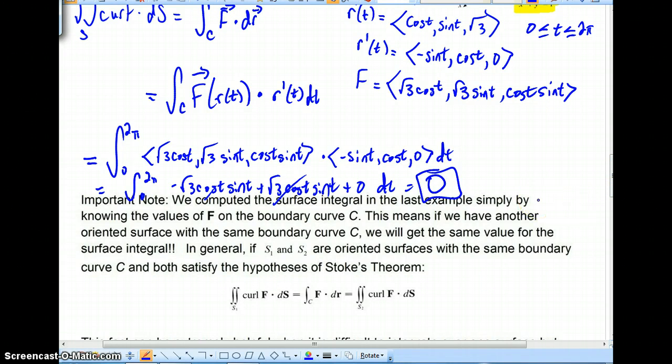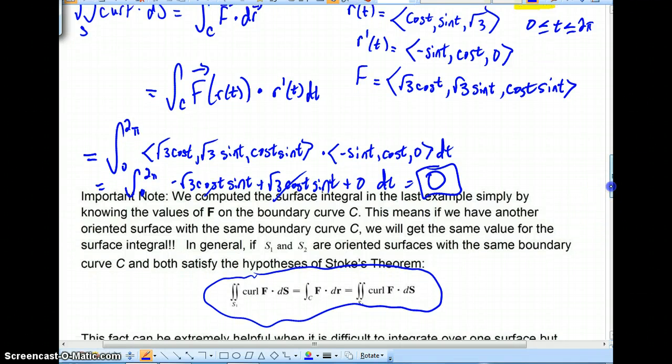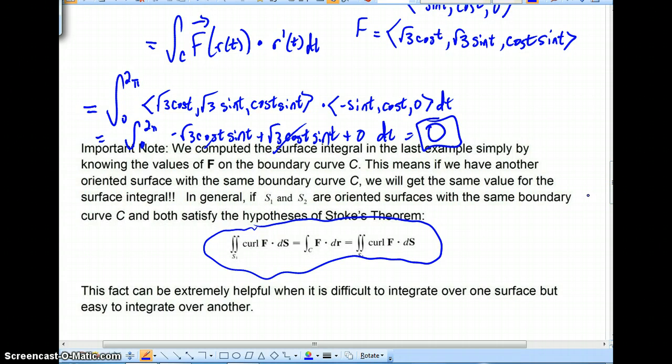We're going to stop right here, but just pay attention to one other issue. Reading this important note: we computed the surface integral by knowing the values of F on the boundary curve C. If we have another oriented surface with the same boundary curve, we'll get the same value for the surface integral. Amazing. So you can have two very different surfaces. That's what this is saying right here. Why is that so important? Well, sometimes it's much easier to integrate over one surface than another.